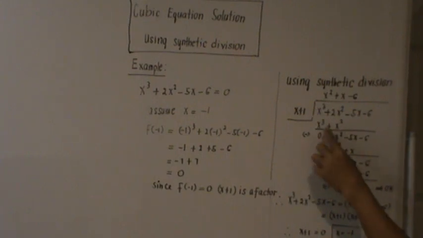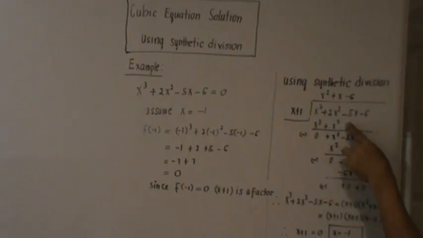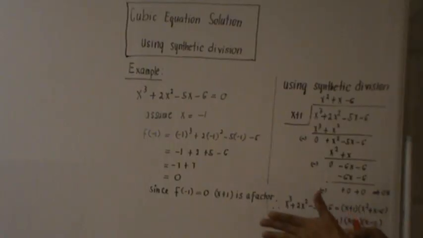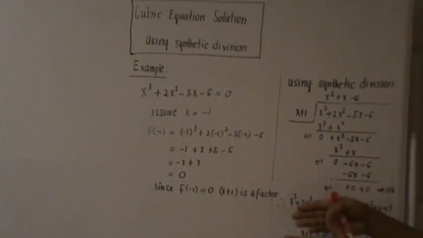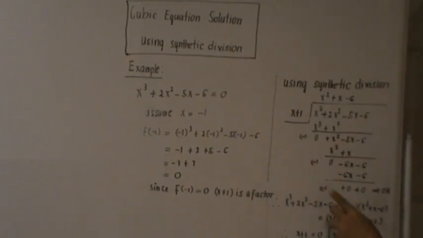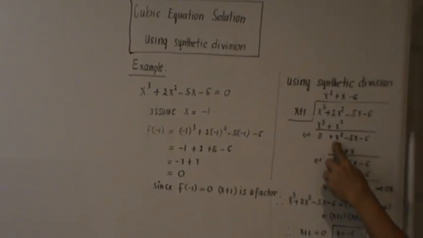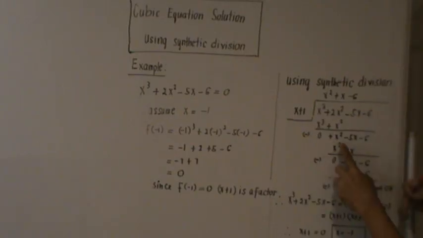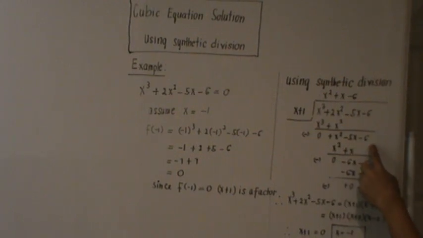And 2x squared minus x squared. They are common terms, both quadratic. And 2x squared minus x squared will simply be plus x squared. Okay? And for the remaining part of the cubic equation, this negative 5x minus 6, we bring it down. So this will become negative 5x minus 6.